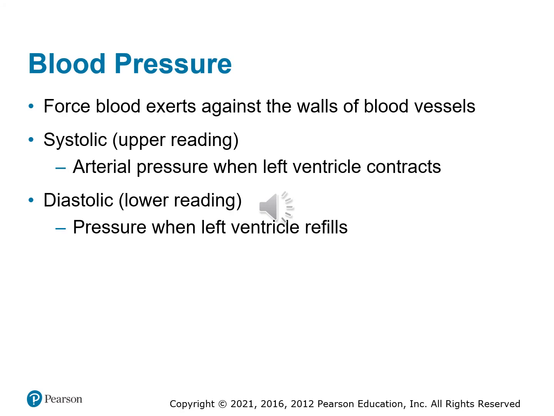So blood pressure, this is the force that is exerted against the walls of the blood vessels as the blood is coming out of that left ventricle. So systolic is our upper reading. That is the arterial pressure when the blood first leaves that left ventricle. So you can imagine the systolic pressure is going to be a bigger number than the diastolic. The diastolic is the lower number that you're going to have in that reading, and that's the pressure when the left ventricle is refilling. So it's kind of at a resting point for the vessels. What is the resting pressure against the sides of the arteries?